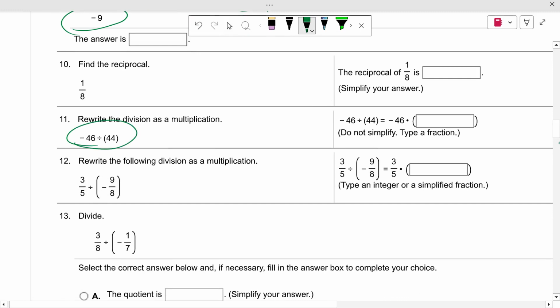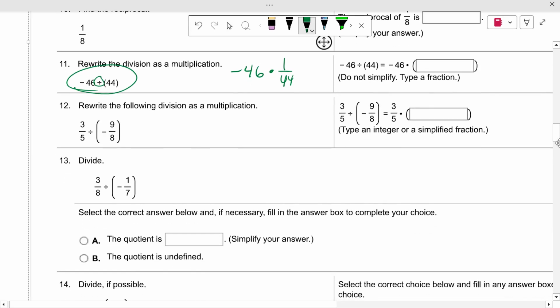So, we're supposed to rewrite this as multiplication. To rewrite this as multiplication, this would be negative 46 times what? Not 44, but 1 over 44. Because when you divide, you multiply by the reciprocal. What's the reciprocal of 44? 1 over 44.